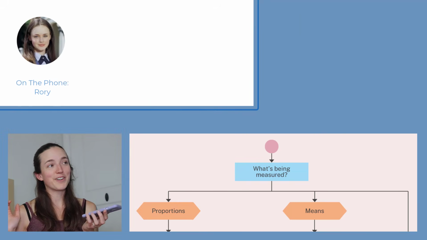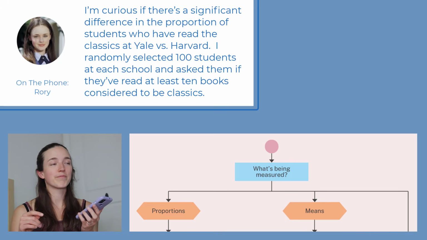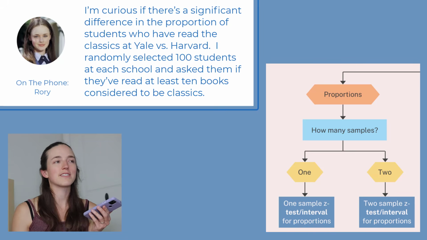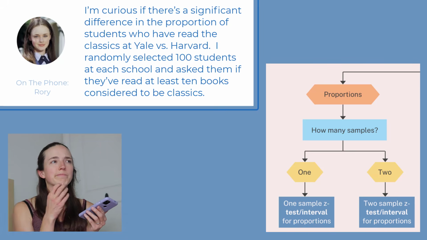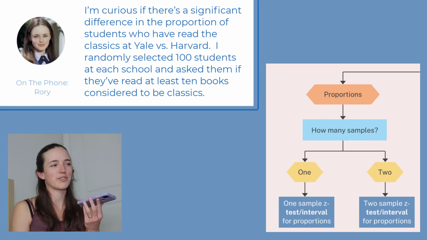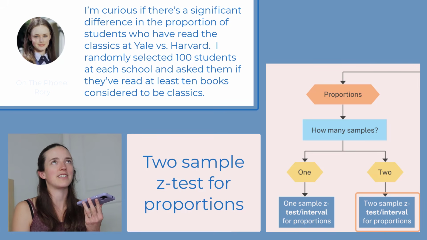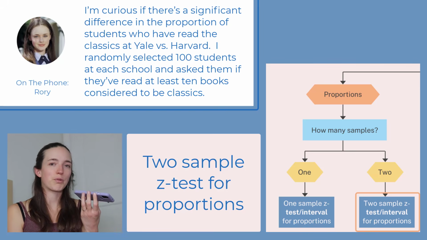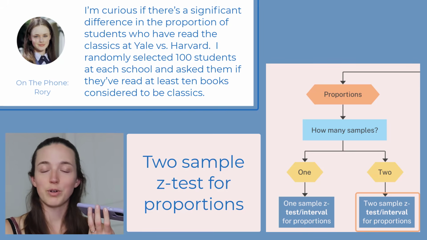Inference hotline, what's your scenario? Okay, so you're definitely dealing with proportions. Sounds like it's two different samples. So you're going to be doing a two sample Z. Are you estimating or looking for evidence? Your question is a little bit vague, but it does kind of sound like you're asking for evidence. So I think I would go with two sample Z test for proportions. But whoever wrote this question should probably make it more clear what is expected.